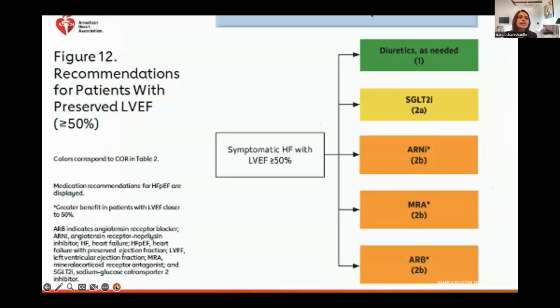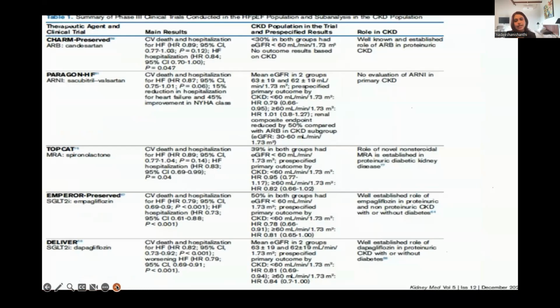So this is the American Heart Association guidance on how to manage patients with preserved ejection fraction more than 50%: diuretics and SGLT2 inhibitors are class 1 recommendation, ARNI is better than ARBs as I mentioned, and then MRAs are class 2B recommendation. ARNI means angiotensin receptor neprilysin inhibitors, and it is available in our country, right? Mineralocorticoid receptor antagonists, we can use steroidal as well as non-steroidal.